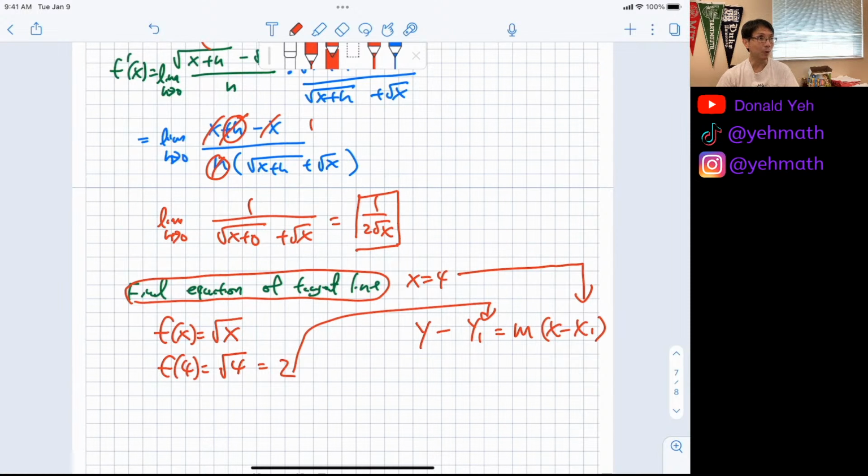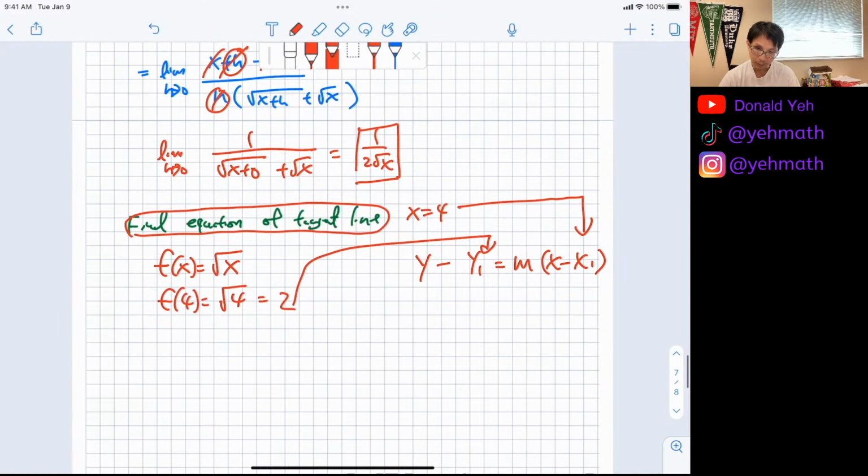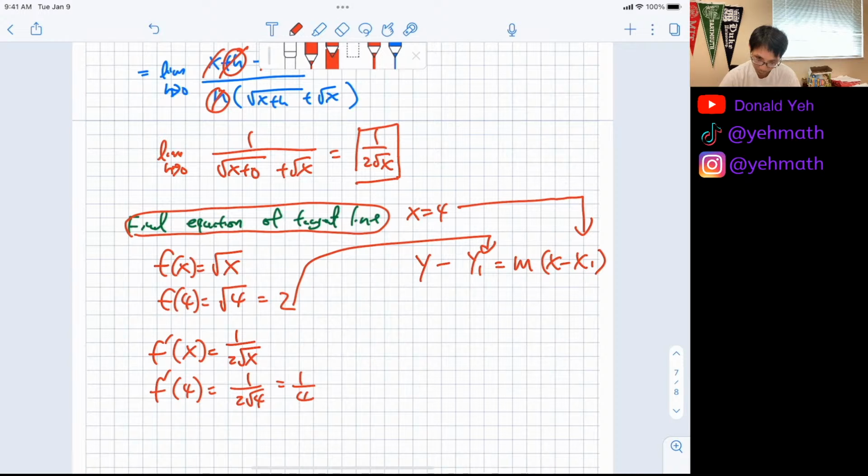The m is what? The m is the slope. Slope comes from the derivative. Yes, so f prime of x equals 1 over 2 square root of x. We already have that. We're going to plug in 4. So 1 over 2 square root of 4, which is 1 over 4. So this goes to here. So then you get y minus 2 equals 1/4 times x minus 4.